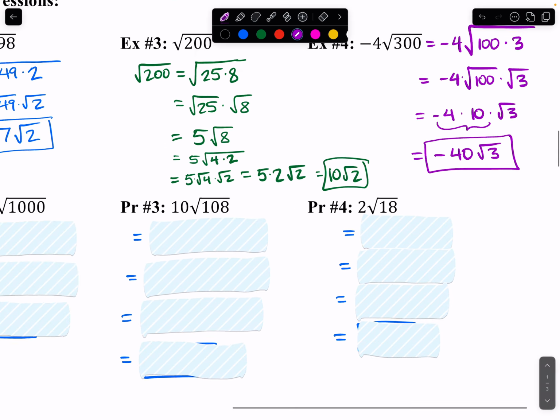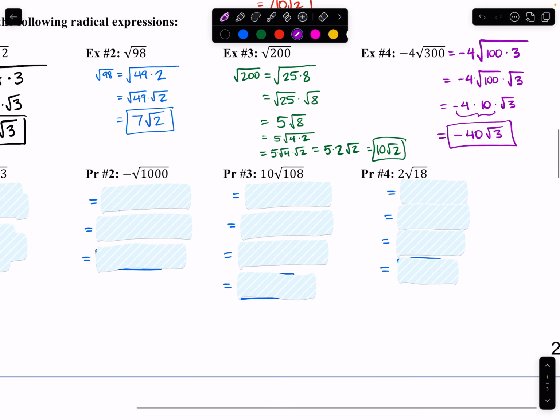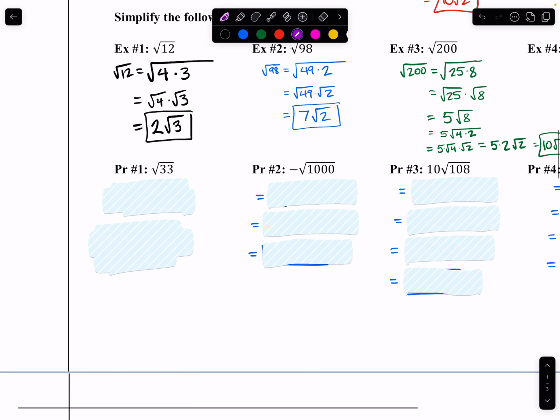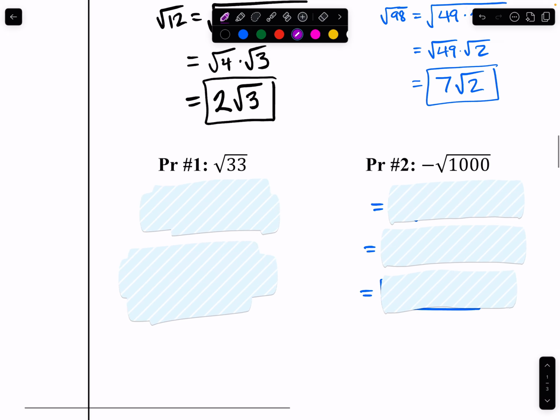All right, try practice problems 1, 2, 3, and 4 on your own, and come back and check your work.